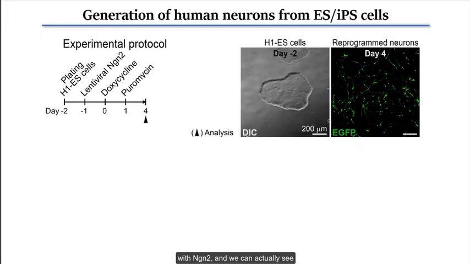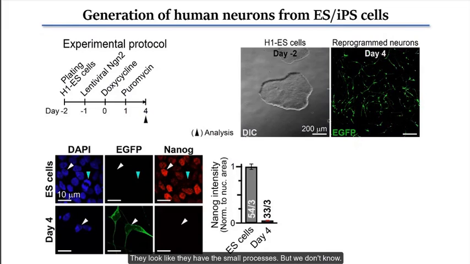At day -2, the cells are still ES cells, and as soon as we overexpress neurogenin-2, within 4 days they completely convert and change their morphology, and they look like they have a small, big process.